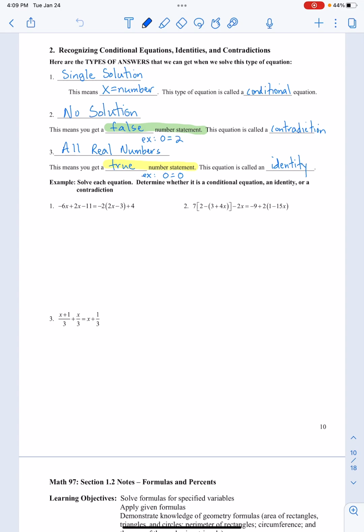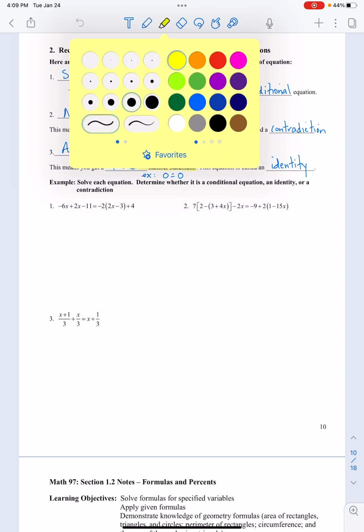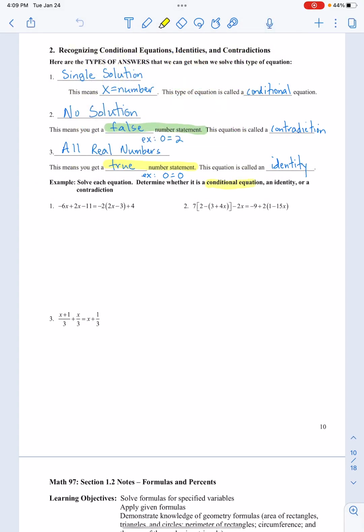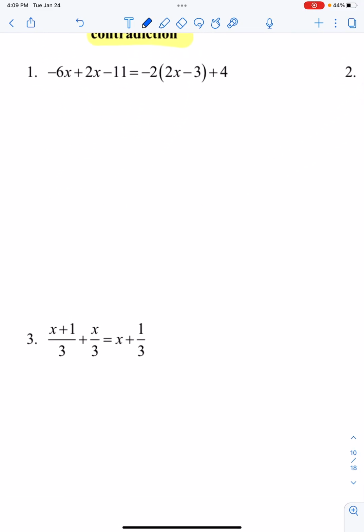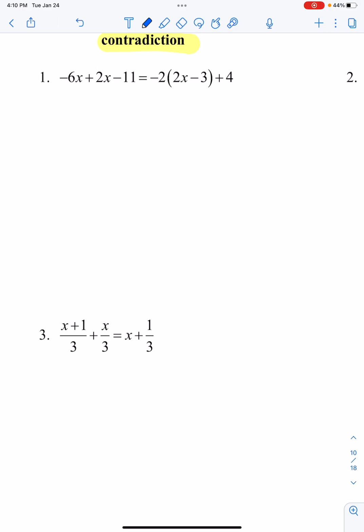All right, hi everybody. We're picking up on page 10 of our guided notes. We're going to look at 3 equations. Solve them like we have done all the other ones earlier in the week, and then decide if the equation is conditional, identity, or contradiction. So if we're going to work on problem 1, I would begin with distributing.